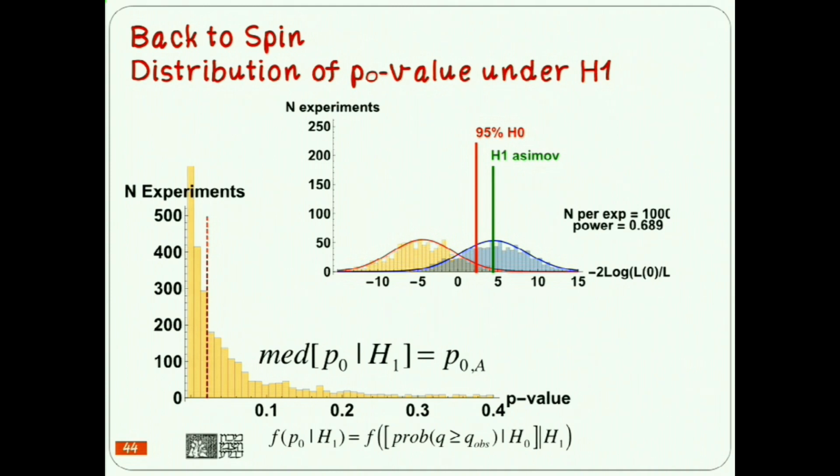The median is here. And if you look very carefully, you see there are two lines here. There's a red one and a blue one behind. One is done by really performing the toys and looking at the median, and one is done by simply plugging in the Asimov dataset. So it works fantastic.